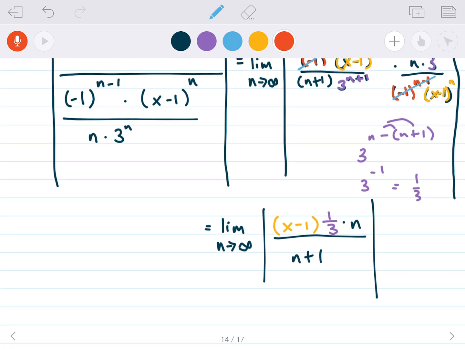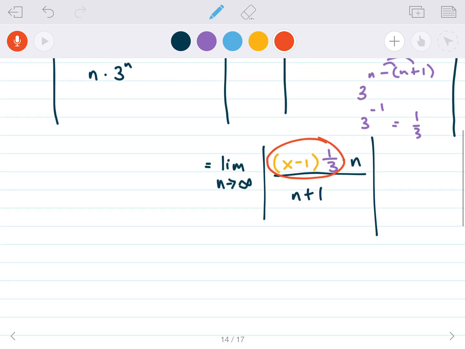Now, what I can do at this point is I can pull this out. The 1/3 can just come out of the absolute value altogether, but the x minus 1 has to stay in the absolute value because of what we talked about earlier in this video. So this is going to be this, and we still have limit, n goes to infinity, and I'm taking the n over n plus 1 out because that thing is positive. We don't need the absolute value bars.